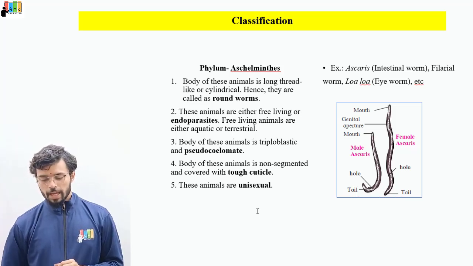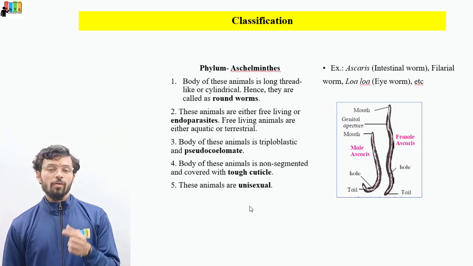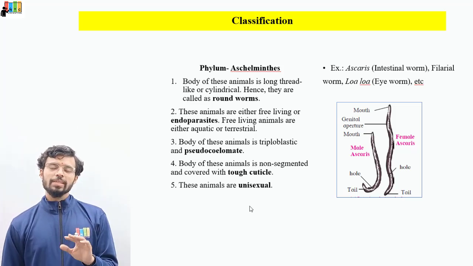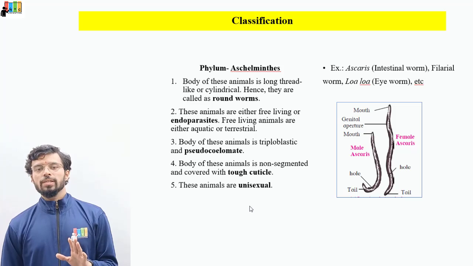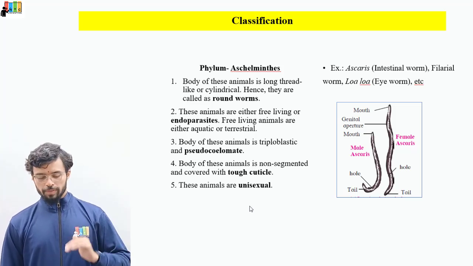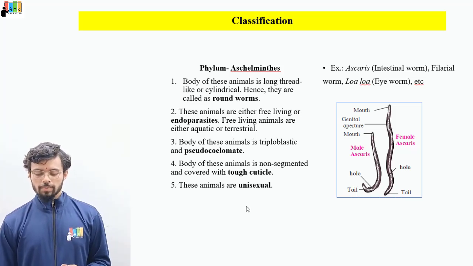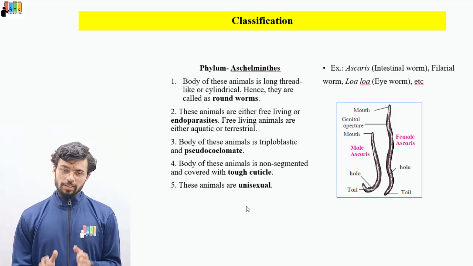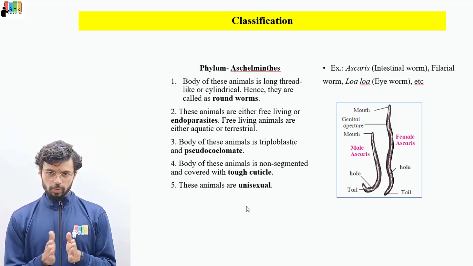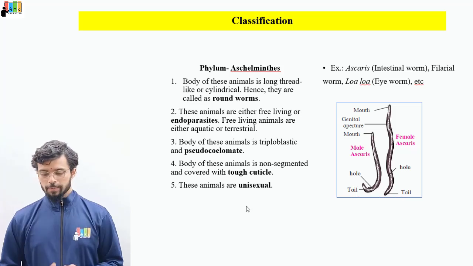Then the body of these organisms is non-segmented and is covered with a cuticle. What is cuticle? It is, in layman terms, just to understand, the skin or the outer covering of that organism. And these organisms are usually unisexual, that is, they show sexual dimorphism. So the male and female are different.